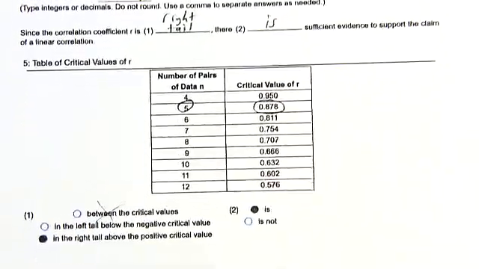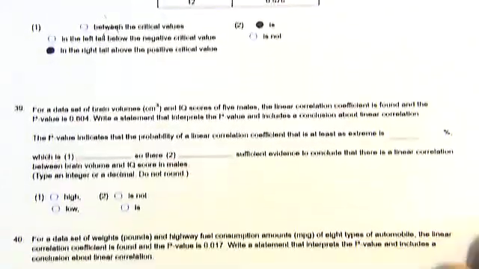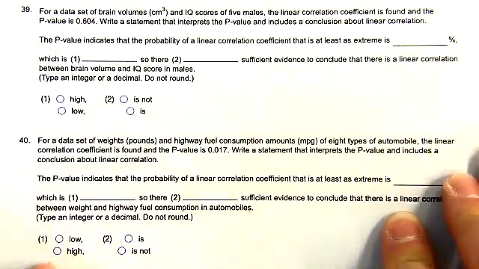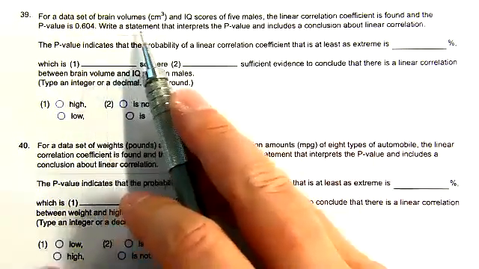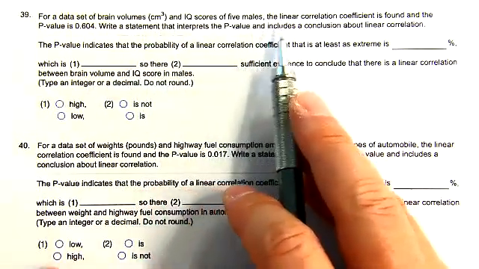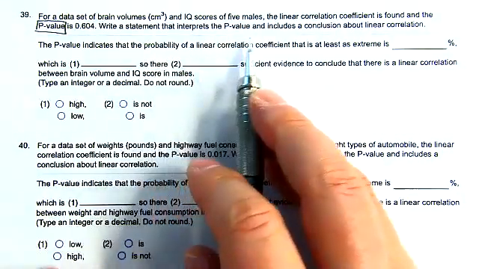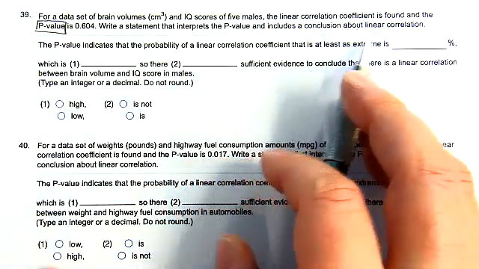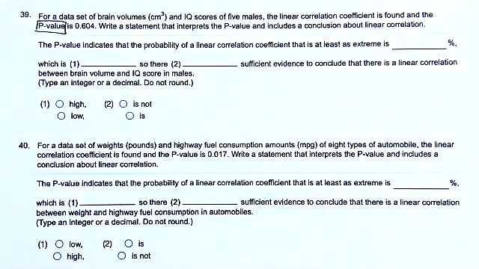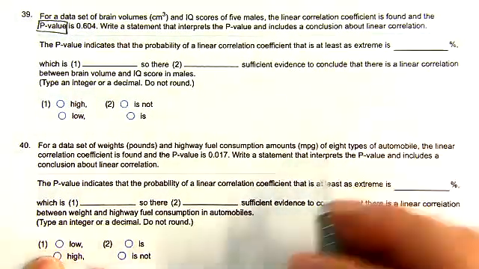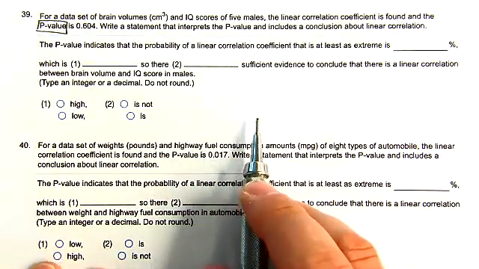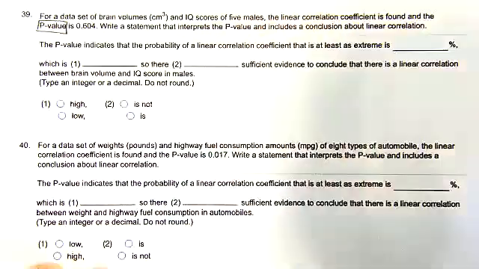Okay, 39. For a data set of brain volumes and IQ scores of 5 males, the linear correlation coefficient is found and the p-value is 0.604. Write a statement that interprets the p-value and includes a conclusion about linear correlation. The p-value is something we're going to study more in the future. It's a probability, and probabilities go between 0% and 100%. But basically, I'm just going to outline it very simply here.